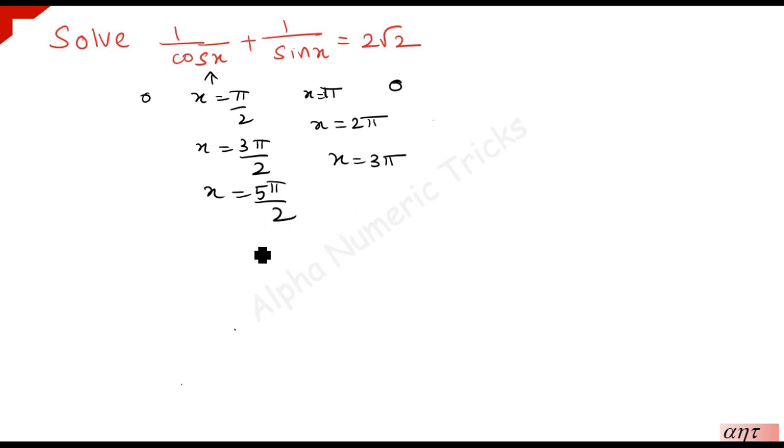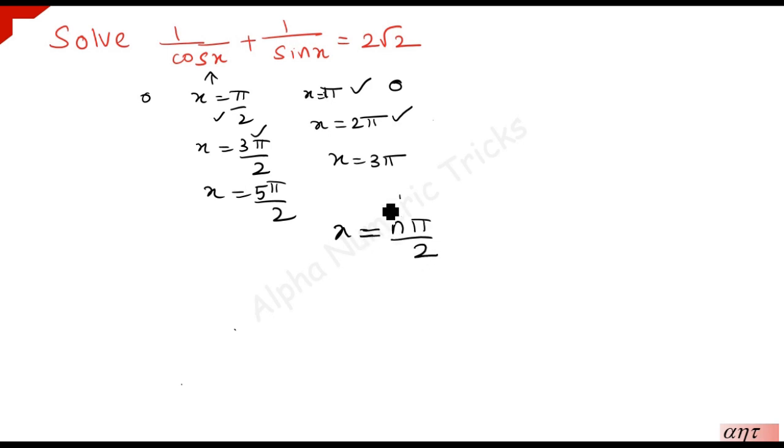From this we can conclude that x is equal to n pi by 2. When n is equal to 1, you get pi by 2. When n is equal to 2, you get x is equal to pi. When n is equal to 3, you get 3 pi by 2. When n is equal to 4, you get x is equal to 2 pi. Like that you can have.